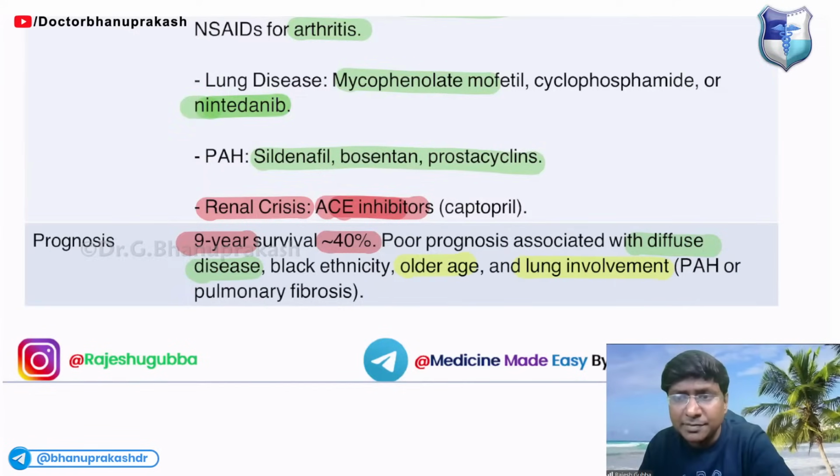Treatment, you need to give proton pump inhibitors for GERD. Lung involvement, you need to give mycophenolate mofetil. Right? And pulmonary arterial hypertension, you need to give sildenafil and as well as bosentan. Renal crisis, you need to give ACE inhibitors. Actually, drug of choice will be steroids.